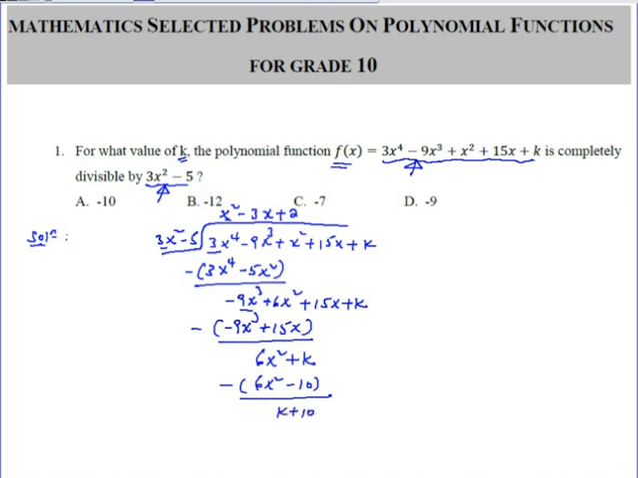Now, here you can pause. This function is completely divisible by 3x squared minus 5, which means the division will give 0 remainder. So k plus 10 must be 0 so that the given polynomial is fully divisible. In this case, k becomes minus 10. So the only value of k that makes this function completely divisible by 3x squared minus 5 is minus 10.